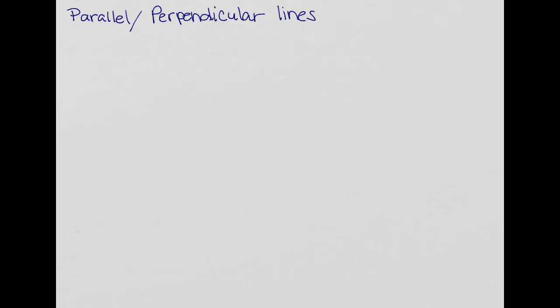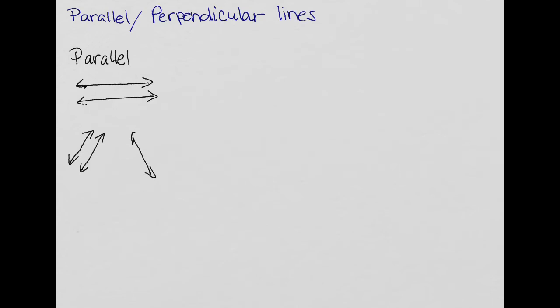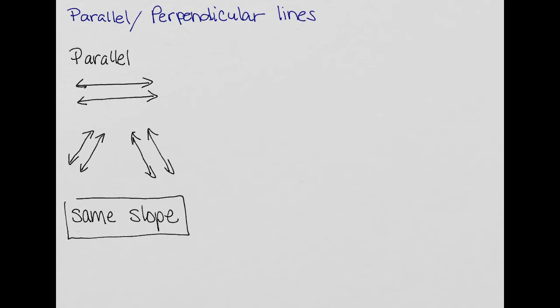Parallel lines are lines that never intersect. So they're going to run the same direction, but they never intersect. They do have the same slope. And that's important to know. So any lines that are parallel are going to have the same slope.